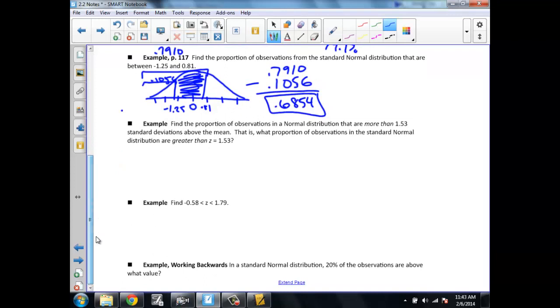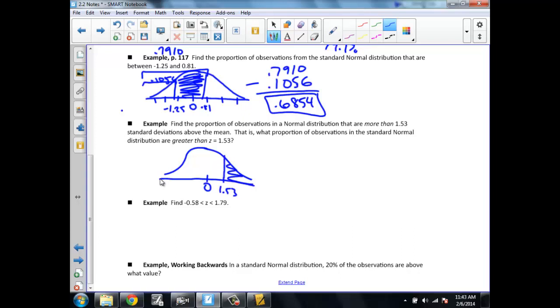So how about here? Find the proportion of observations in a normal distribution that are more than 1.53 standard deviations above mean. That is, what proportion of observations in the standard normal distribution are greater than z equals 1.53. So I sketch my rough curve. I know zero's in the middle, and you're going to often see me do this. I'm not going to put in the other marks. I know 1.53 is out here somewhere. I'm looking for more than that.